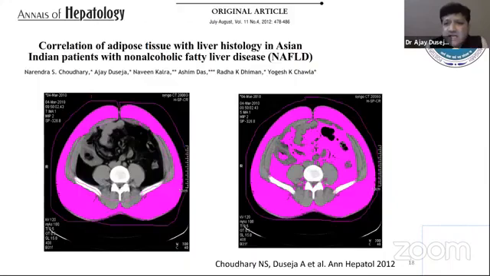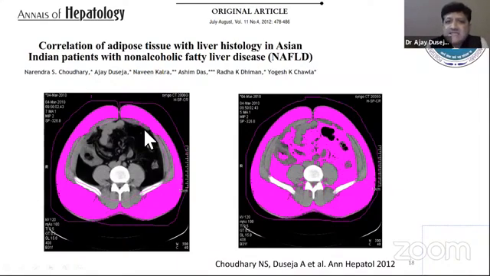We did this study again around 8-10 years back, and at that time Narendra was with us in the department. And again, Dr. Praveen is going to talk about the various ways to measure the different kinds of fat.